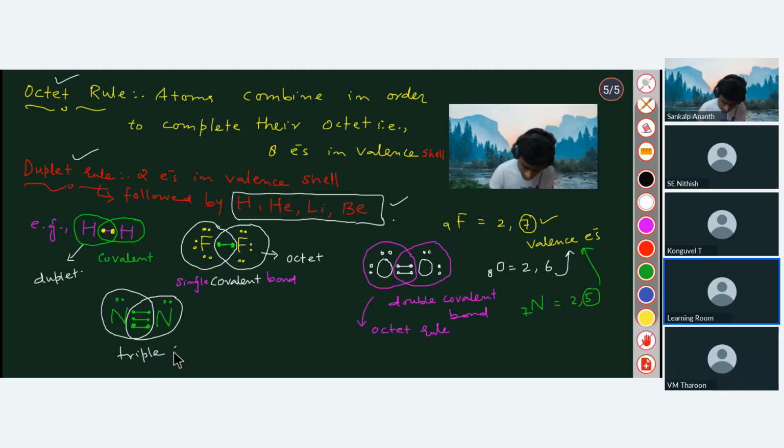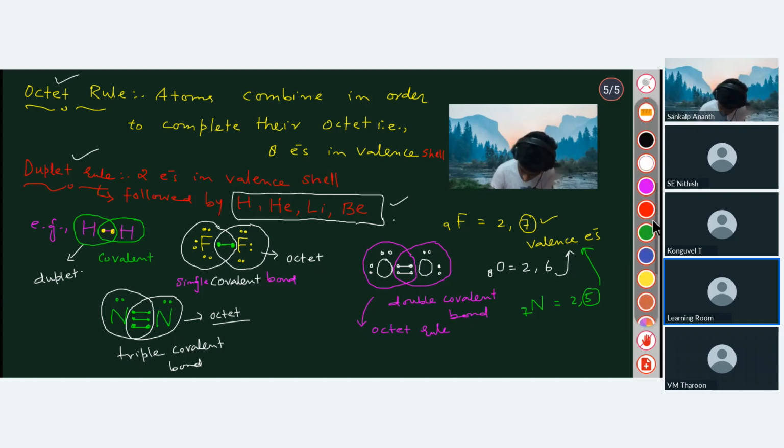Triple covalent bond. Sir, will we get this in the learning room test? Exactly. This is very, very important. You will get all these structures. You have to draw the structure of these molecules. So that's why I'm explaining this. You should be able to write these structures. You should also be able to write the number of valence electrons. Similarly, which bond will be formed, ionic or covalent.